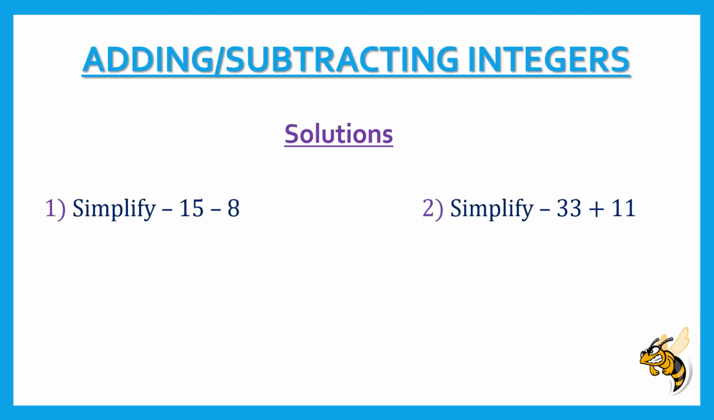Now let's go over the solutions. The first one is -15 minus 8. Both numbers are negative, so I'm going to keep the sign. So it's going to be 15 plus 8, which is 23. So my answer is negative 23.